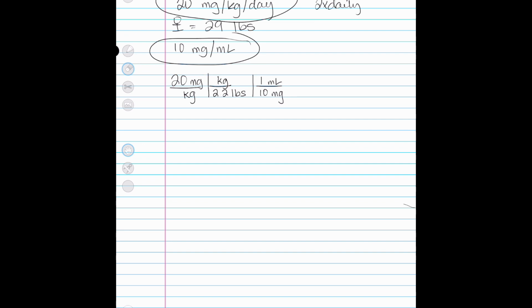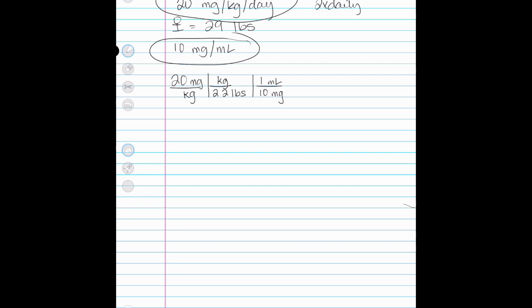So let's come back here. This is the only one we're looking for, the milliliters. So when we write this out, we want to make sure that we can cancel out like terms on the numerator and the denominator so that we can get rid of them and only be left with what we're looking for.